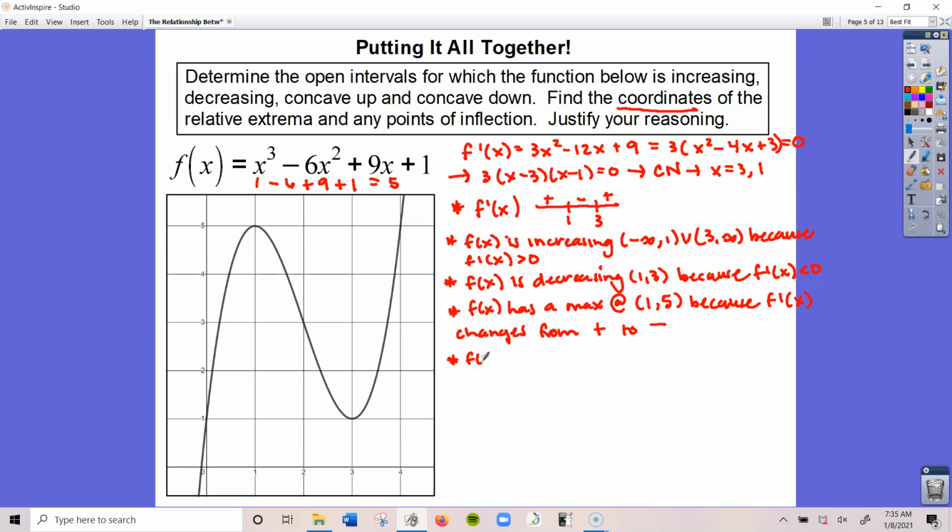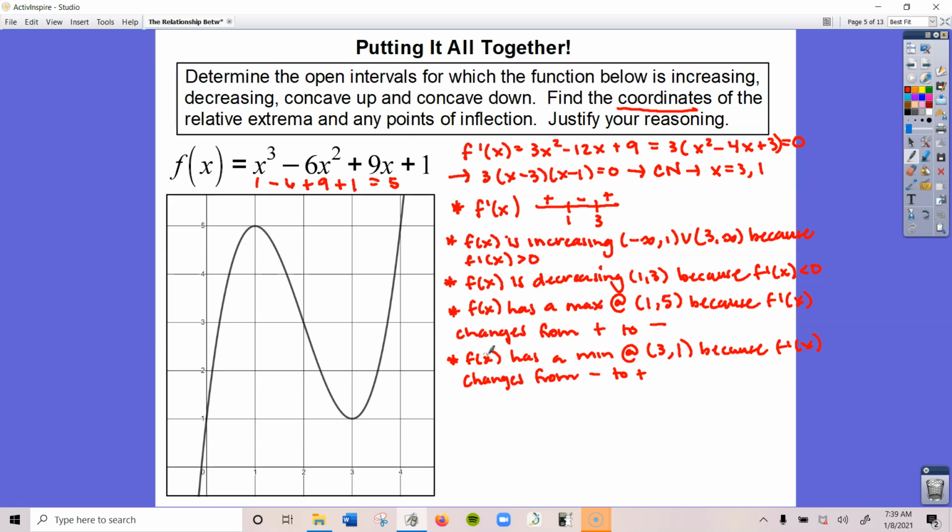Now, f of x has a minimum at x is equal to 3. And again, just to save on some time, at x is equal to 3, the y value is 1, so we could say f of x has a minimum at (3, 1), because f prime of x changes from negative to positive.